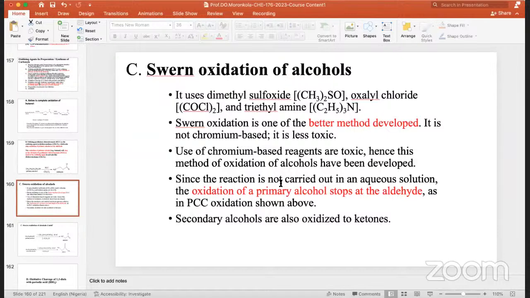Now, since the reaction too is not carried out in aqueous solution, there is nothing like water molecule in the reagents. The oxidation of a primary alcohol automatically stops when you form your aldehyde here too, just as we saw when we utilized PCC in B. And if you still use these oxidizing agents on secondary alcohols, you will obtain your ketones. It's still possible.